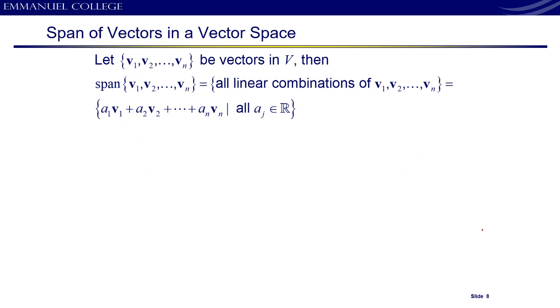Now, we've talked about span before, but what does that mean in terms of a vector space? Still going to be very similar. So if V1, V2 through Vn are vectors in your vector space V, then the span is just all the linear combinations of those. So some constant times V1 plus another constant times V2, and so on, up to An times Vn. So your span will be all the possible linear combinations of your vectors.